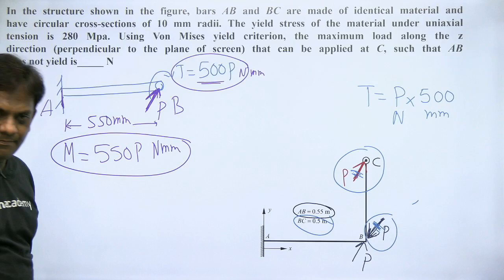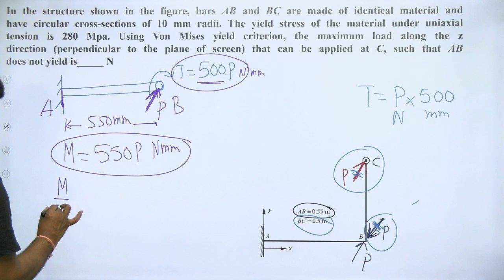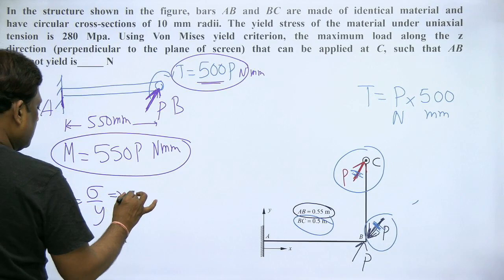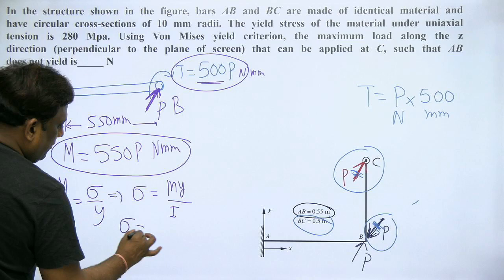Let's try to calculate. You know, M by I is equal to sigma by Y. He's asking P, so let's calculate sigma. What is sigma? M Y by I. So sigma will be equal to M. What is M?